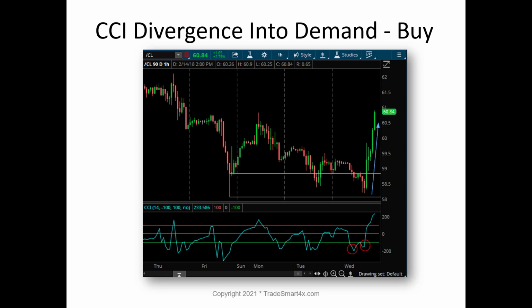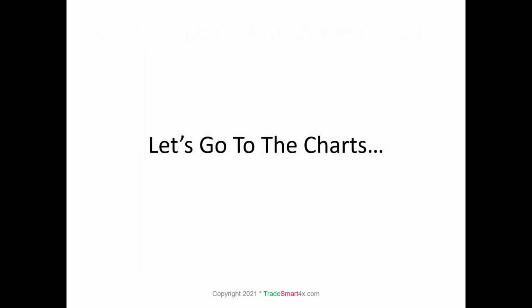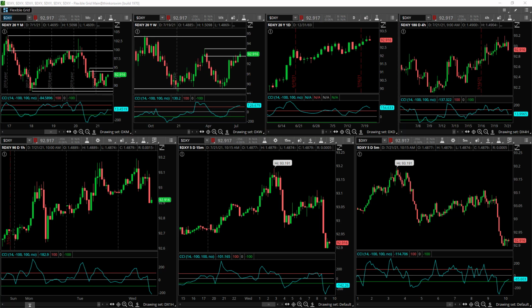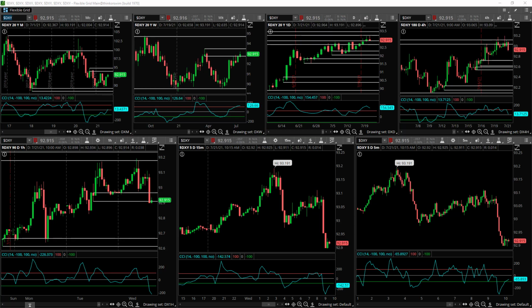Okay, everyone following so far? So what we're going to do now is jump into the live market and have a look at what's happening today. Let's scan through and see if we can see any CCI divergences. And again, you can see this is my supply and demand zones over here. So here's an example on the dollar.